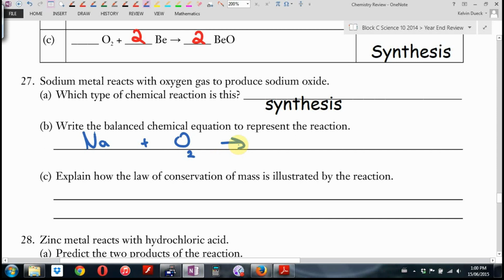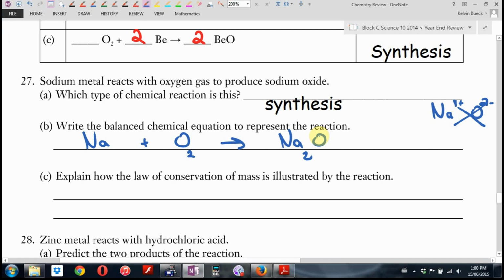Gives. Now I need to crisscross to see what the correct formula for sodium oxide would be. The charge on sodium is 1 plus. The charge on oxygen is 2 negative. When I crisscross, oh, it would be Na2O. Are we balanced?